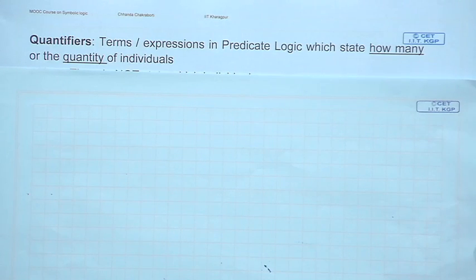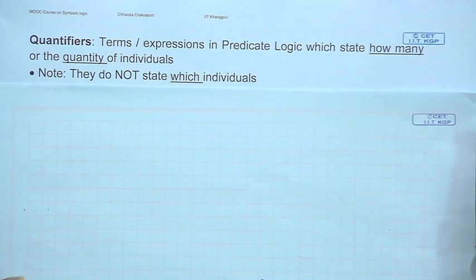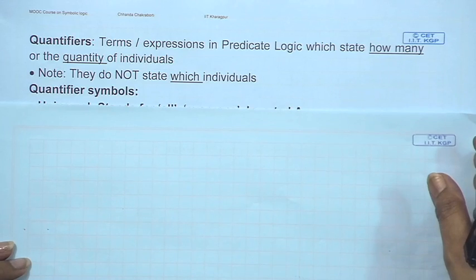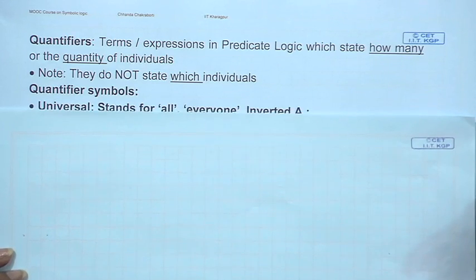Note that they speak about how many, the quantity of individuals, but they do not identify which individuals. So, they will not demarcate, they are not like names which will tell you these, this are included in this. Rather, they will simply talk about how many of the individuals you want to refer to in your proposition. This is when we use quantifiers. Symbols, well, we are coming there. Now, quantifier symbols are composed of many different components.